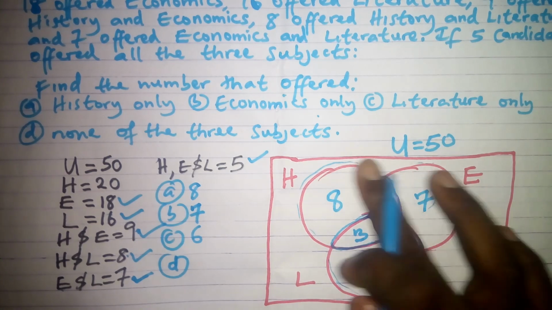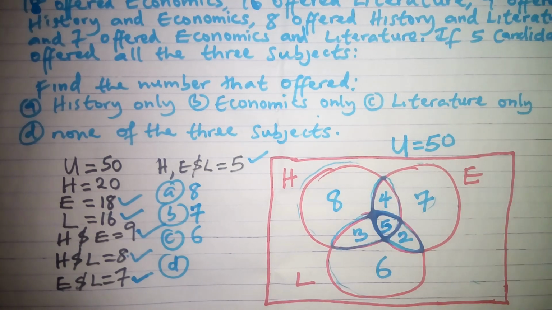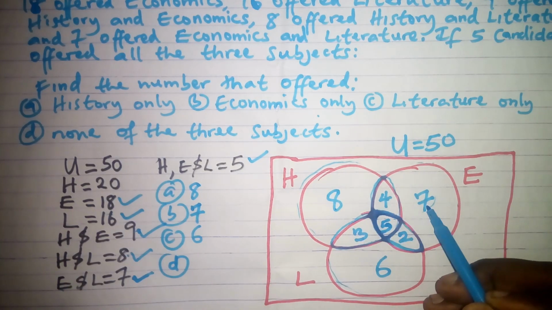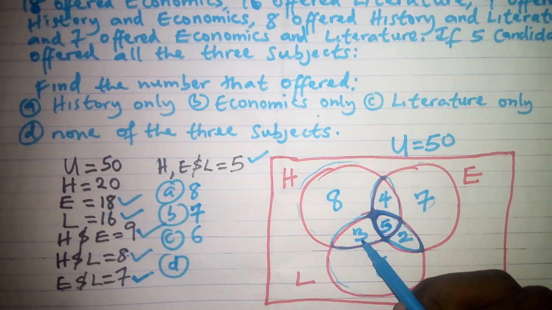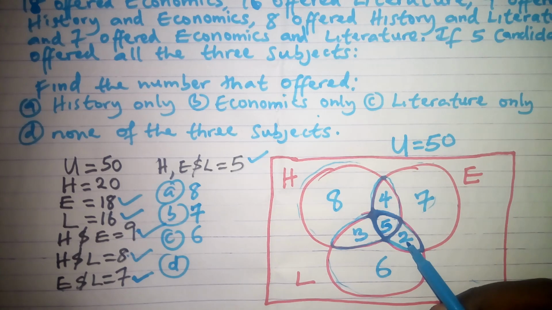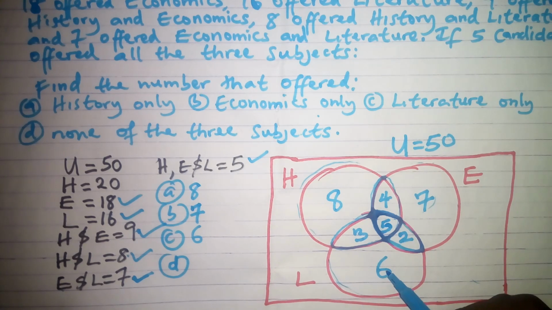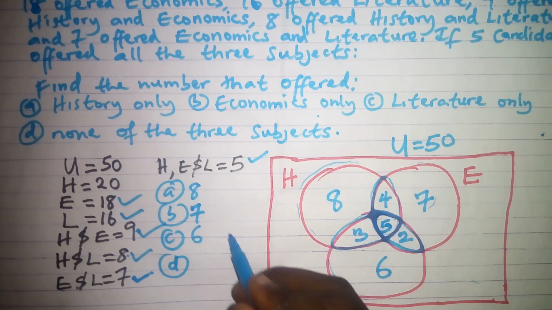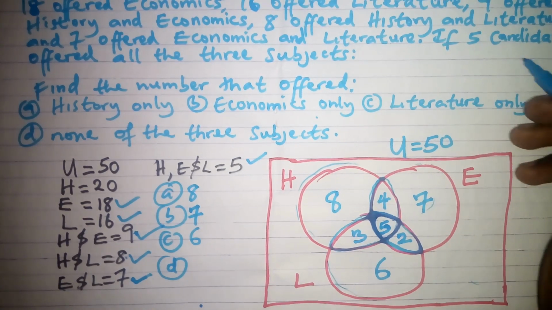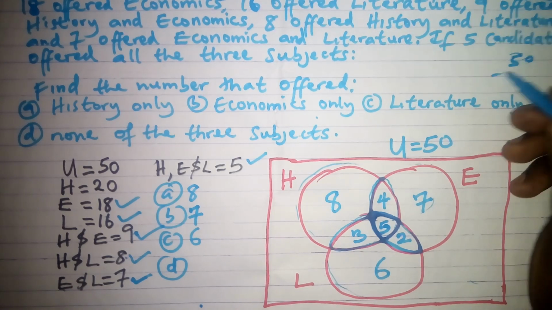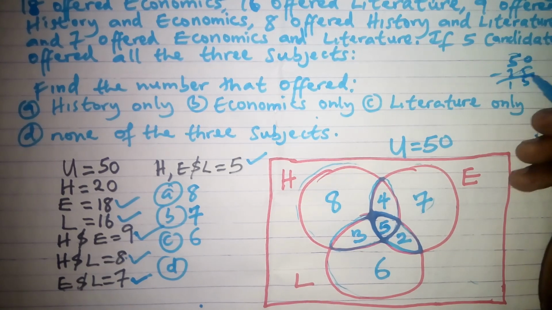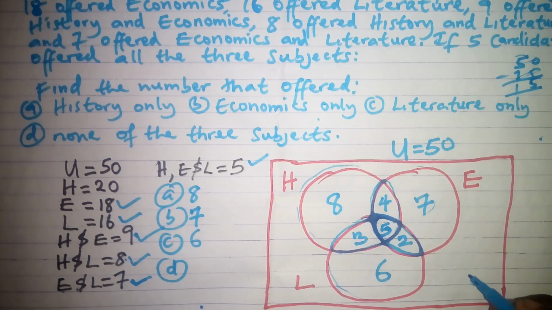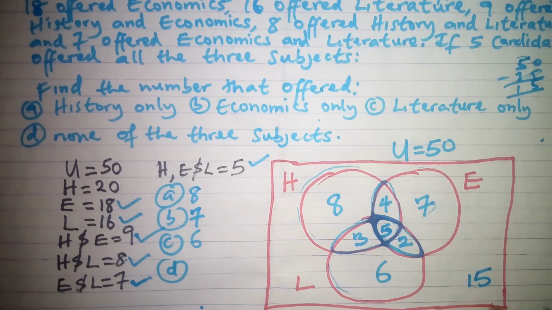But let's find out. We are going to add up these numbers and remove from 50 to find out the number that offered none of the 3. So 8 plus 4 is 12, plus 7 is 19, plus 3, 22, plus 5, 27, plus 2 is 29, plus 6, that's 35. So remove 35 from 50. 50 minus 35 will give us 15. So 15 people offered none of the subjects, and they'll be outside here.